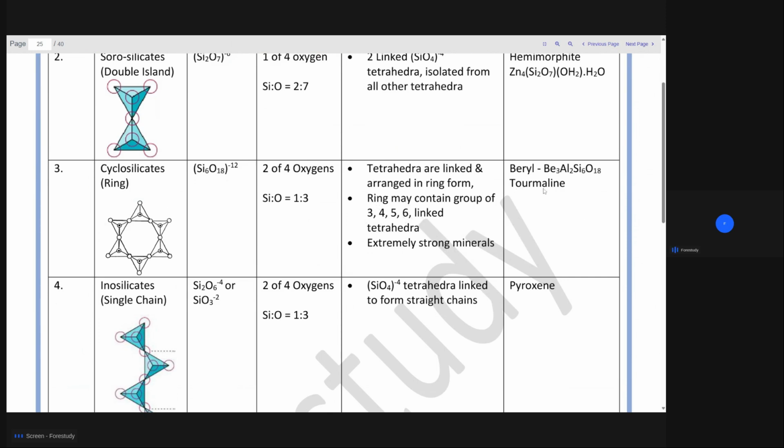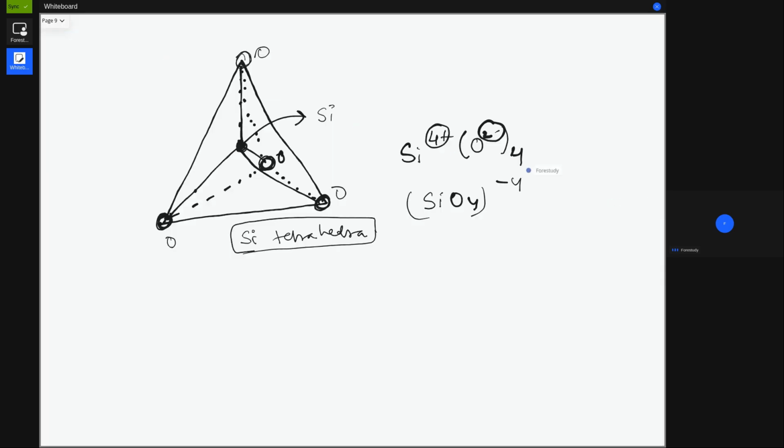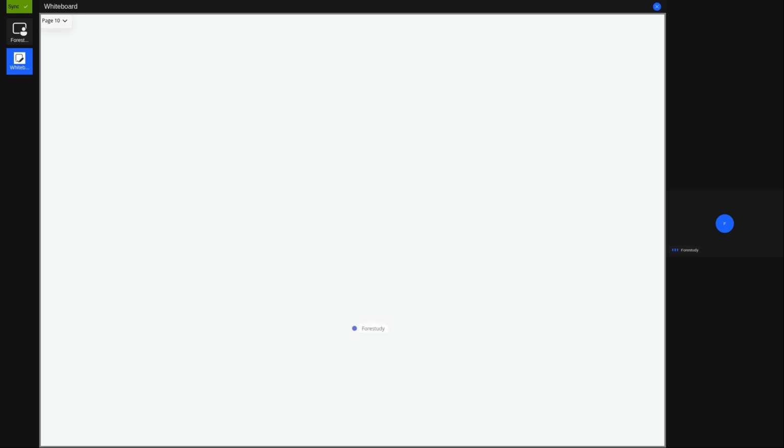So beryl and tourmaline. You will remember this as beryl and tourmaline have a prismatic shape, and it looks like this. This is how a prismatic shape looks.